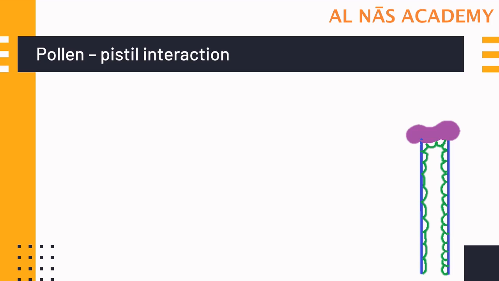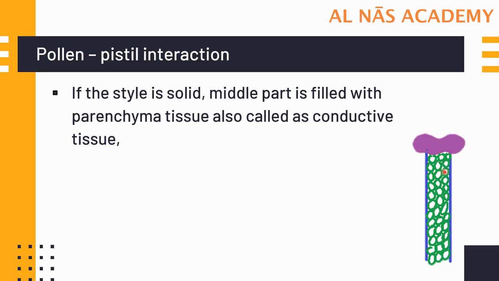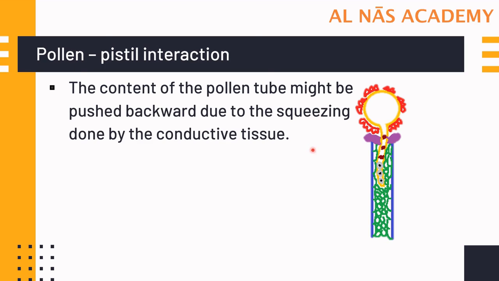We know that style can be hollow or solid. If the style is hollow, then the pollen tube has space to grow. But if the style is solid, then the middle part is filled with parenchyma tissue, which is also called conductive tissue. So the middle portion over here is filled with parenchyma tissue. Here the pollen tube has to push through the style in order to grow. The conducting tissue has a lubricating material that helps in the movement of the pollen tube, and the pollen tube grows by pushing through these tissues because there is no space.